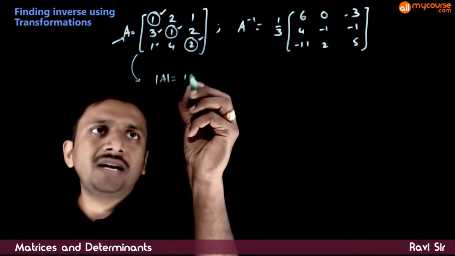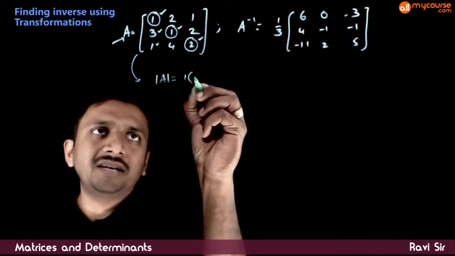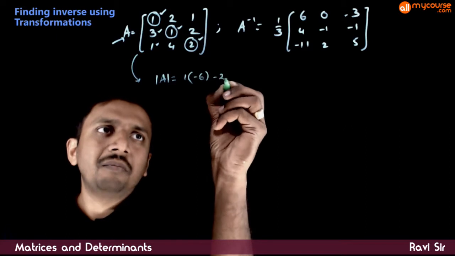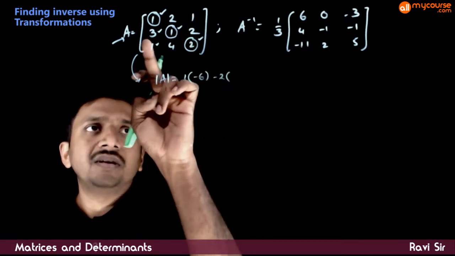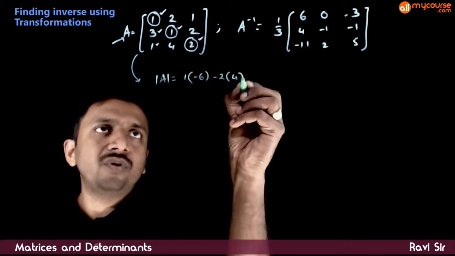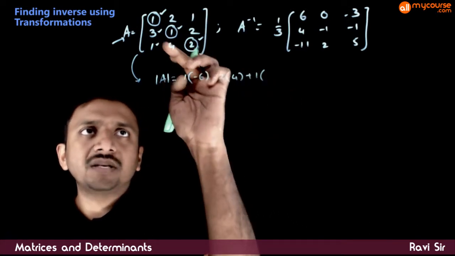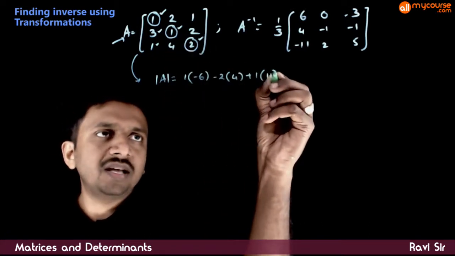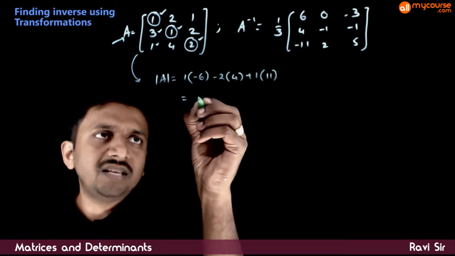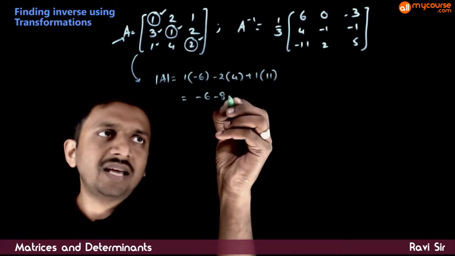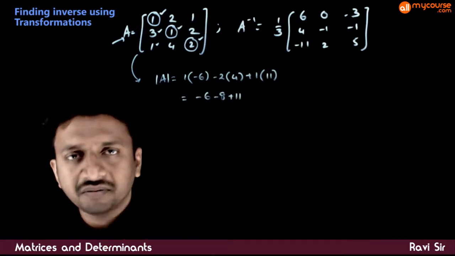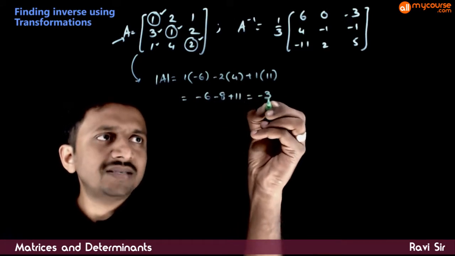Det A is 1 times 2 minus 8, which is minus 6, minus 2 times 6 minus 2 is 4, plus 1 times 12 minus 1 is 11. That is equal to minus 6 minus 8 plus 11, which is equal to minus 3.